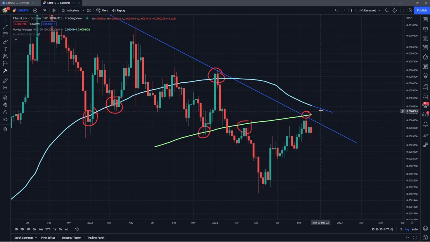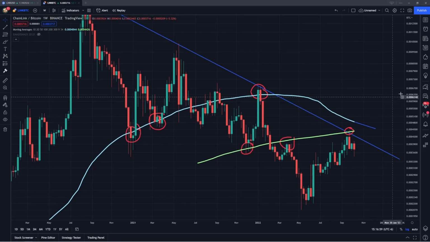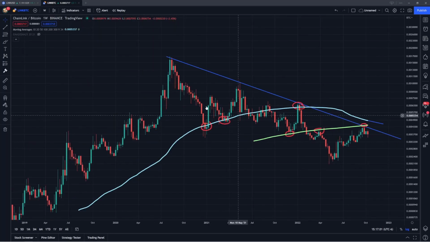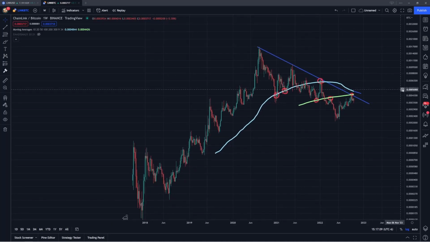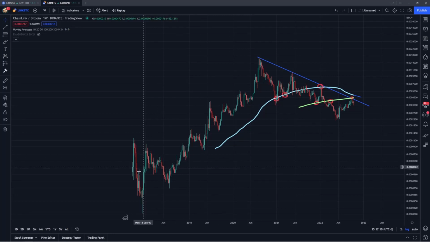And in general, reclaiming both of these moving averages would be sufficient evidence for me to suggest a longer term end to this downtrend that began against Bitcoin back in August of 2020. And at that point, I would start to look at the bigger picture trend, and I would be looking out for a continuation of this macro uptrend that began back here in 2017.